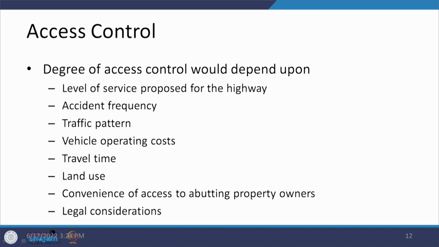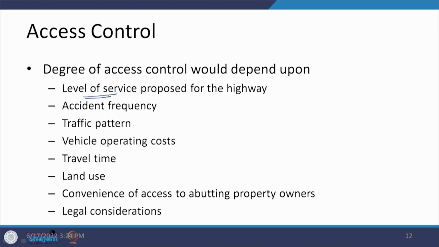Now, when we look at the degree of access control, what are the things which are going to be taken into consideration? The very first thing, as we talked about the functionality of the road, is the level of service which needs to be provided on that highway. Another one is the crash frequency, what type of hazardous interaction has been there at that location or on that particular stretch, how many in numbers. Then the intensities and traffic patterns, whether there is more through traffic rather than turning traffic, then we should go for those.